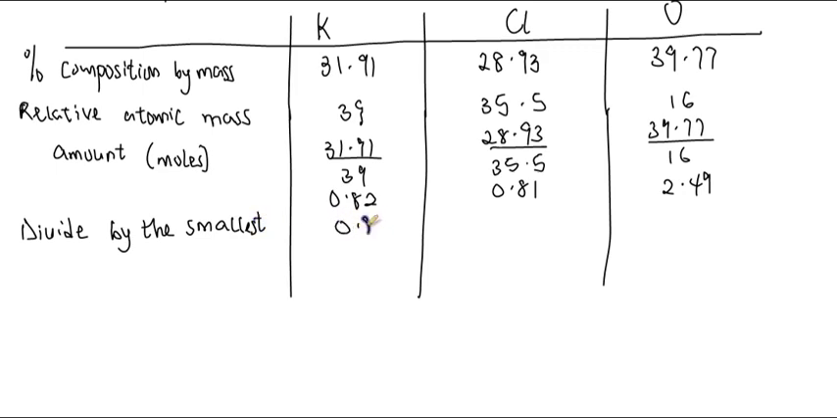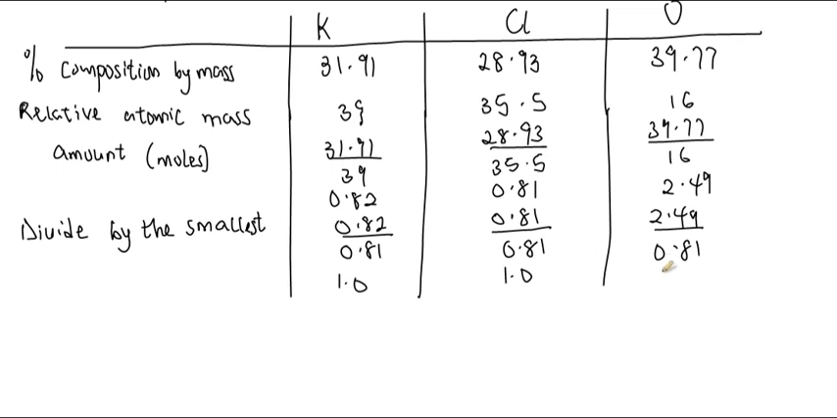here we have 0.82 divided by 0.81, 0.81 divided by 0.81, 2.49 divided by 0.81. Dividing this, we have 1.0. For chlorine also 1.0, and for oxygen is 3.1. The simplest ratio in which they combine will then be 1:1:3. Since 0.1 is less than 0.5, then it will approximately be taken to be 3.